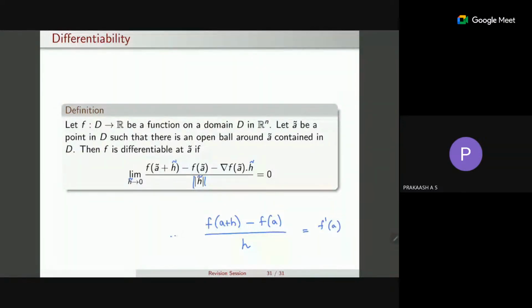Yes, right. So there's a limit over here. I'm just skipping that for now. Now, if I take this to this side, wait a minute, I'll get minus f prime a h is equal to 0. Is it not the same? Okay, understood, sir.